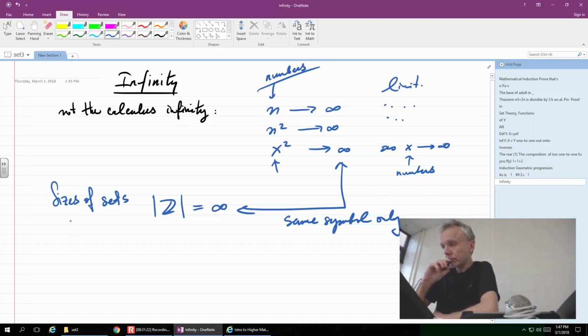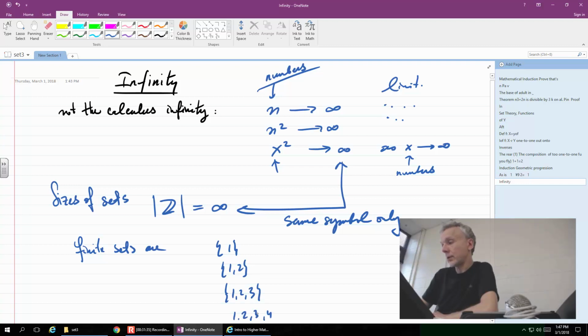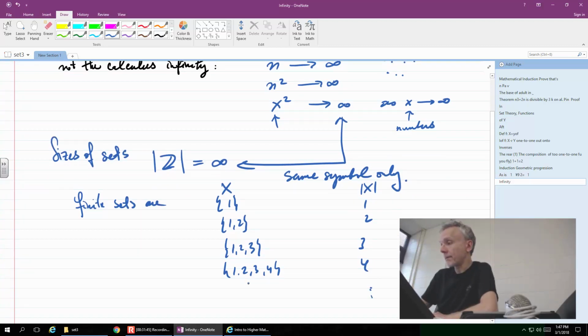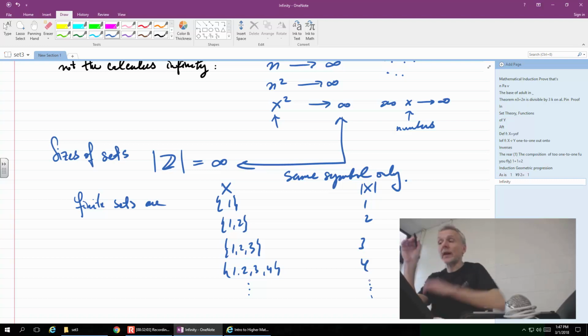Finite sets are, say, {1}, {1, 2}, {1, 2, 3}, {1, 2, 3, 4}, and so on. And we know how many elements. So if this is x, the magnitude of x will be 1, 2, 3, and 4. So the above is basically saying the amount of numbers or sets that you can have is infinite. Like the possibilities are infinite. The possibilities of numbers. Yes, but we really don't want to stop there. So that list is infinite, and from the point of view of calculus, that would be your infinity.